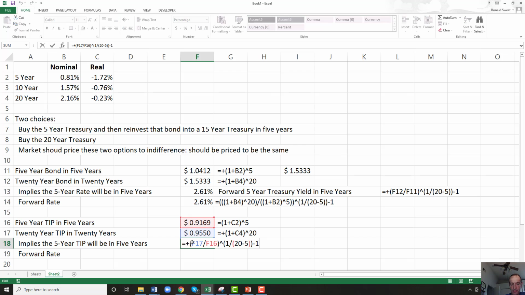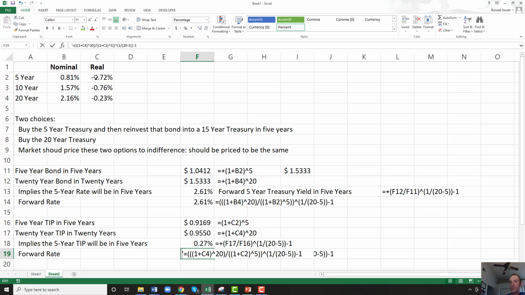Or you should use the longer formula. This is what you should do in an exam. So you do equal, 3 parentheses, 1 plus the 20-year, the longer rate, raised to its time period, 20, close parentheses, divided by 2 parentheses, 1 plus the 5 years, raised through its term, close parentheses, raise that to the 1 divided by, open parentheses, 20 minus 5, close parentheses, minus 1, and there's your 0.27. That's the formula you should know.